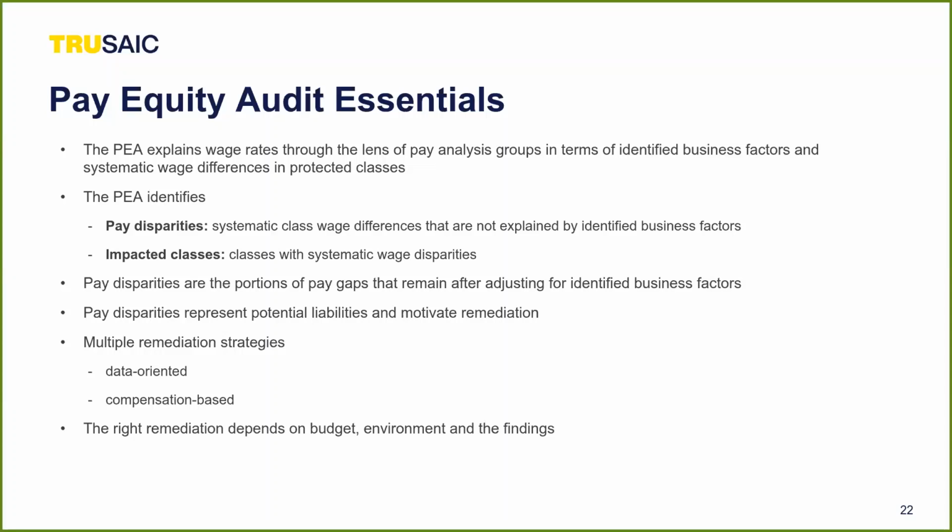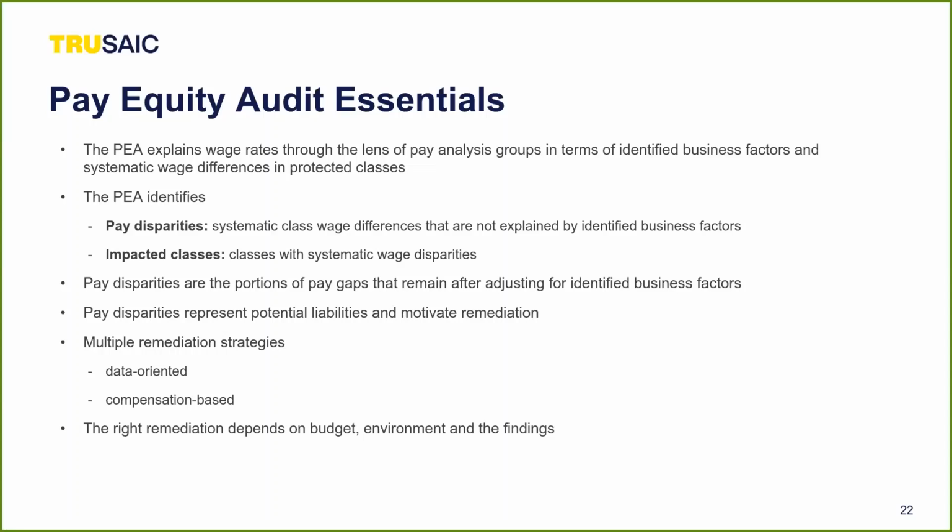A pay equity audit, PEA, identifies pay disparities. Those are the systematic wage differences that are not explained by legitimate business factors. A group, such as a gender or race ethnicity, or the combination of those two, is impacted if they in fact have a systematic wage difference. Pay disparities are the portion of the pay gaps that remain after identified business factors are controlled for. And as I just mentioned, they represent potential liabilities.